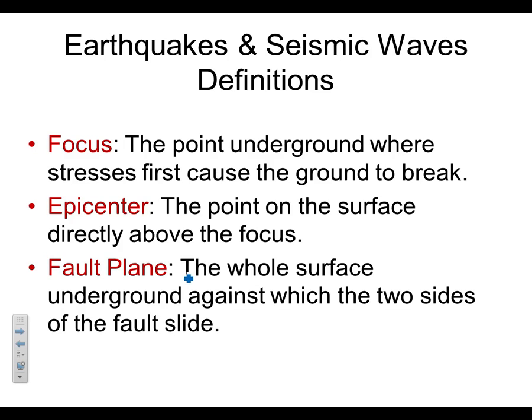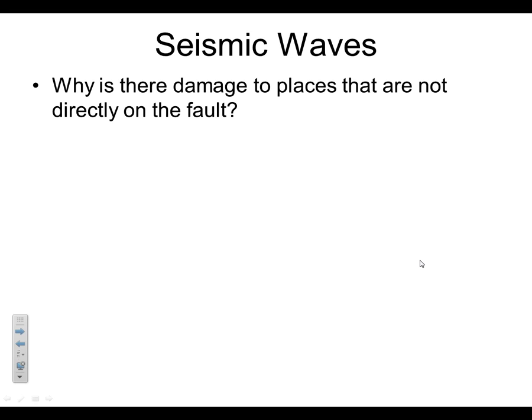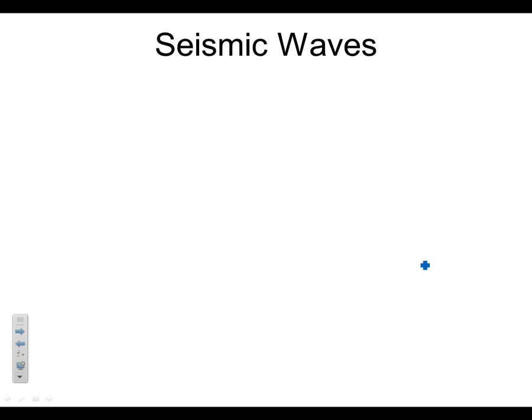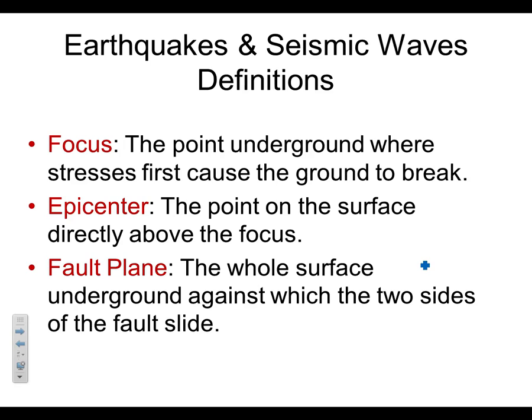Then the definitions, I just put all on this sheet, and if you want to pause it to write these down, you certainly can. The focus is the point underground where the stresses first cause the ground to break. The epicenter is the point on the surface directly above the focus. The fault plane is the whole surface underground against which the two sides of the fault slide. And that's it for our basic definitions. Our next section is going to be on the earthquake waves. So we're finally getting into the meat of this, and then we can start talking about what we can do about this.